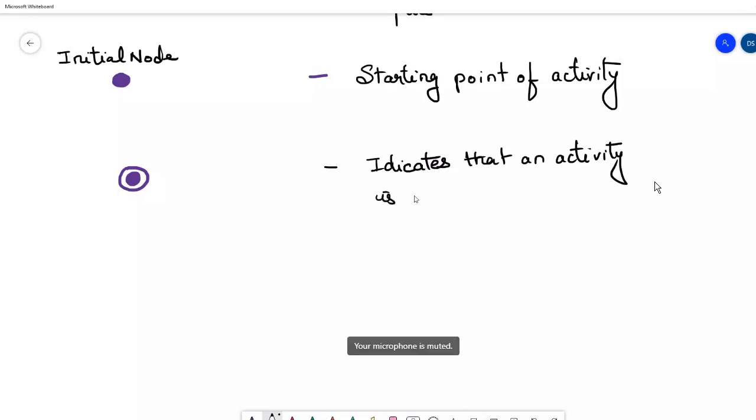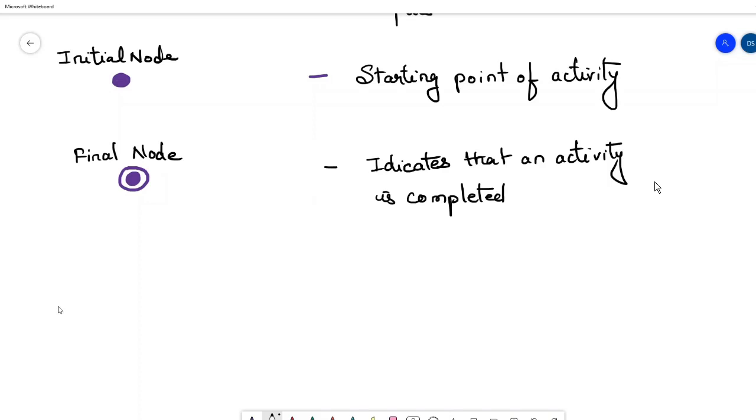Is completed. Okay. So we can say that it is a final node, as the above one was the initial node. So it can be called the final node. Okay, but when there are parallel flows, because we can have a single final node.